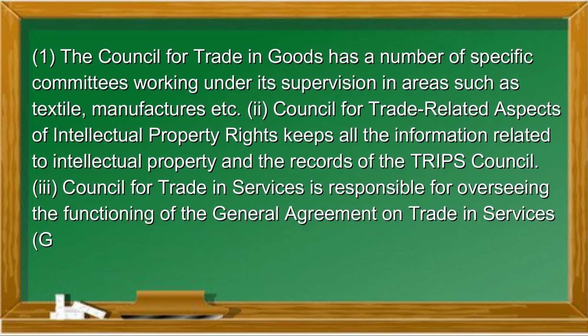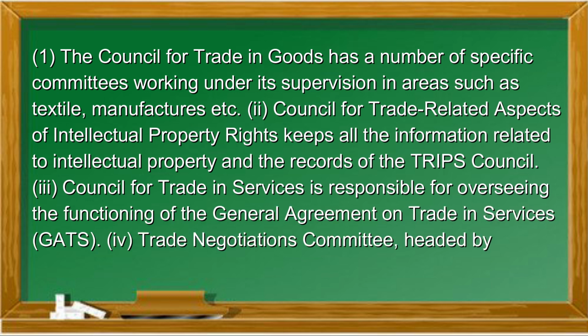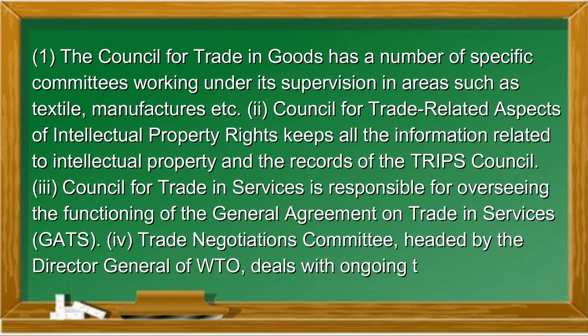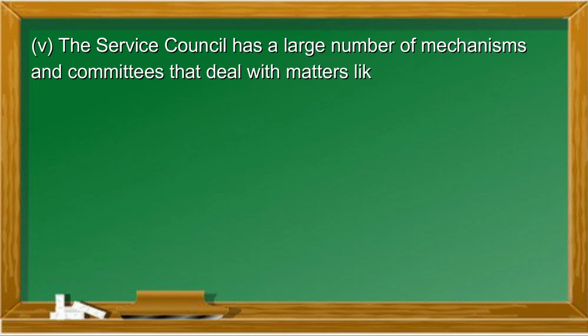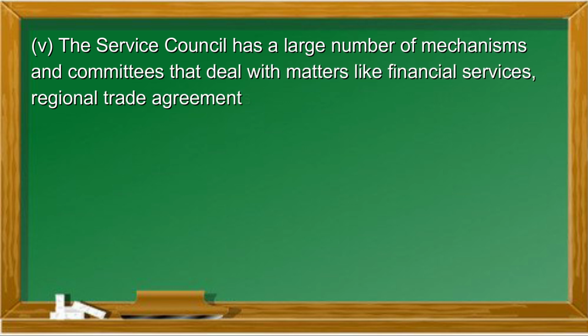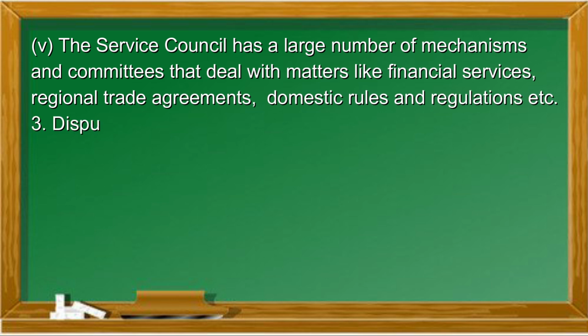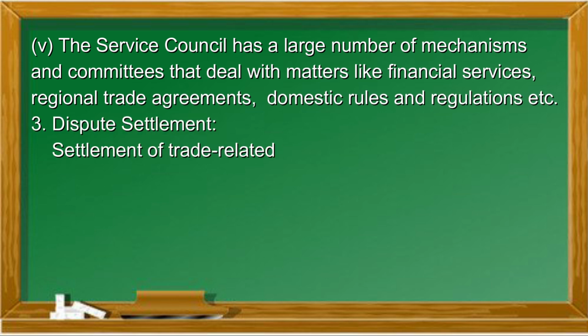3. Council for Trade in Services is responsible for overseeing the functioning of the General Agreement on Trade in Services, GATS. 4. Trade Negotiations Committee, headed by the Director General of WTO, deals with ongoing trade negotiations. 6. The Service Council has a large number of mechanisms and committees that deal with matters like financial services, regional trade agreements, domestic rules and regulations, etc.